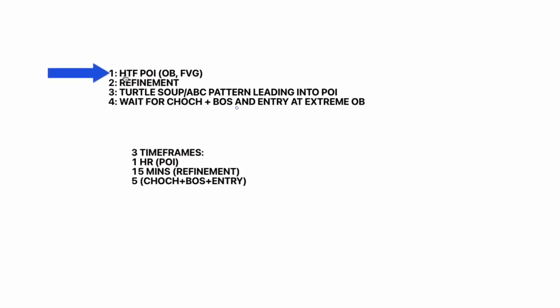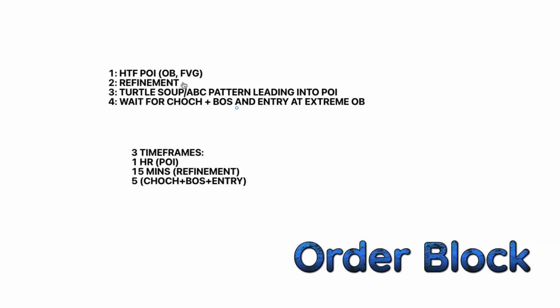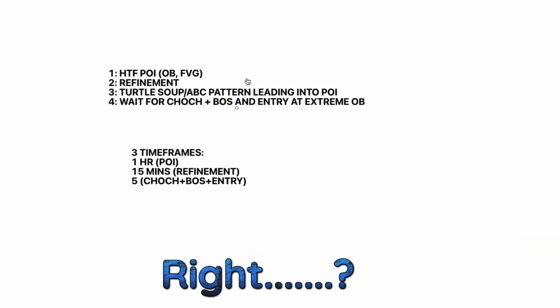So the first rule is that we need to identify high time frame POIs. This could be an order block or fair value gap, but I personally prefer order block. Number 2 is refinement. We need to go to a lower time frame and refine that order block, so we get the exact entry, right?